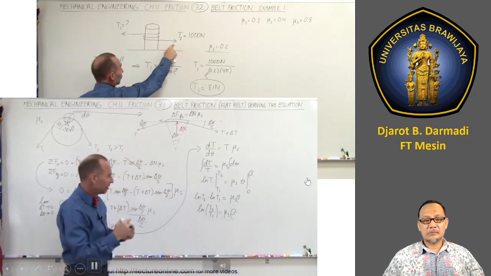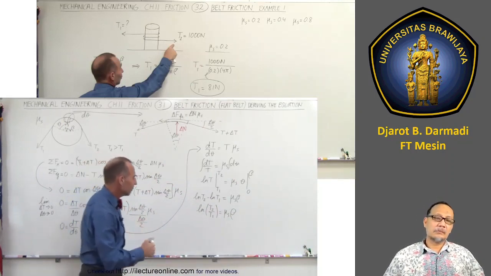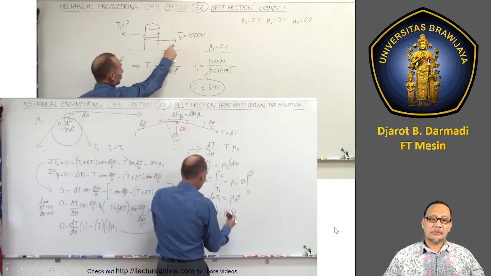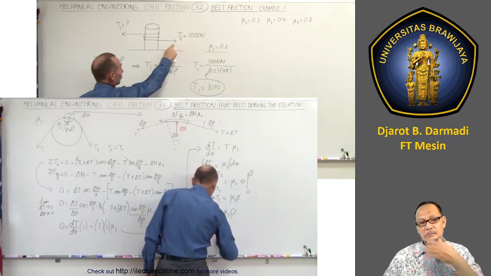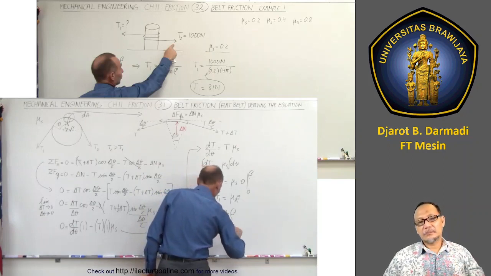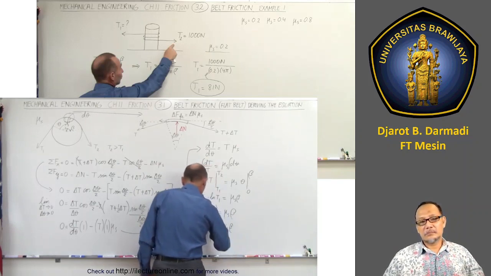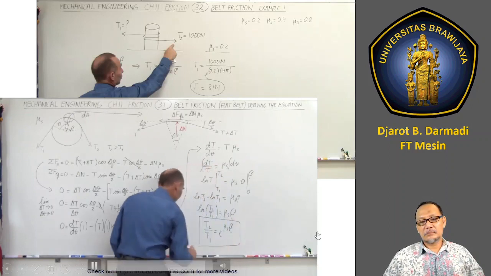But it's better if you take both sides of the equation and make it the exponent of e. When you do that, when you take the antilog, in other words, you get T2 divided by T1 is equal to e to the mu sub s times beta, like that. And that's a better way to write the equation.